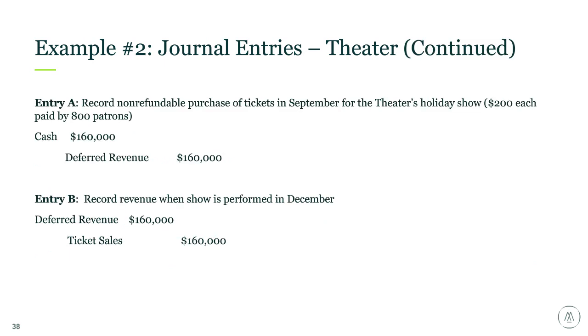We're going to go through a couple of journal entries. For the first set of entries, we are assuming the theater is recording ticket sales on a monthly basis. So at the end of September, the theater records the cash received for the upcoming holiday show with an offset to deferred revenue since the show has not yet been performed. When the show is performed in December and the performance obligation is fulfilled, the deferred revenue would be reversed and revenue is recorded.